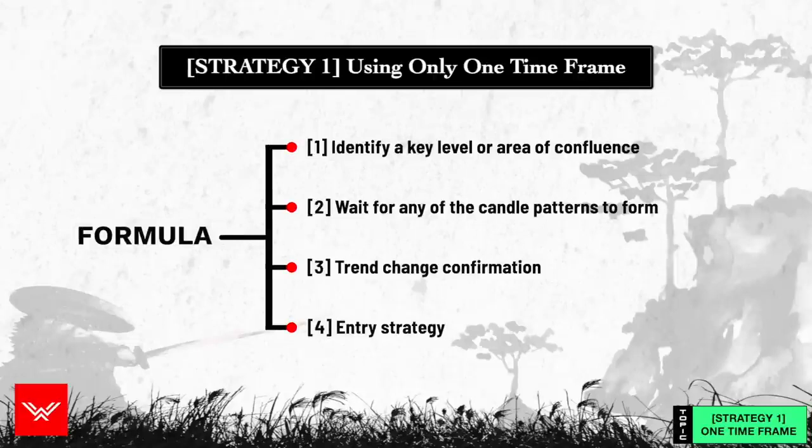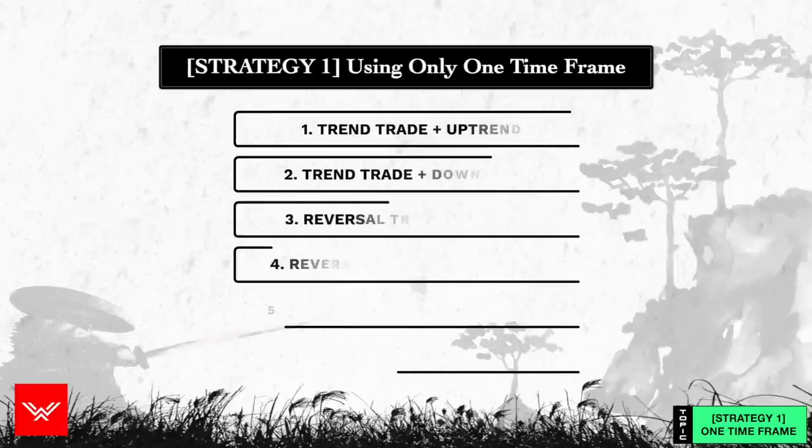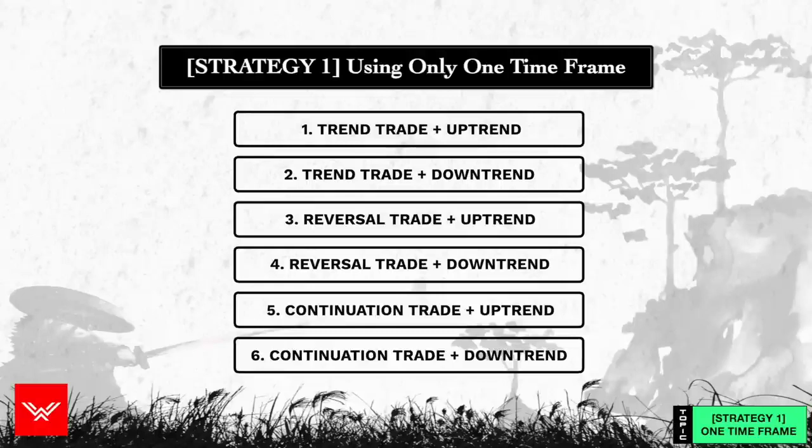So here's the core formula of the strategy. And here are the variations of the strategy we'll be going through. Now, for this section, we are only using one time frame to keep it simple. So, starting with the first, which is a trend trade in an uptrend.